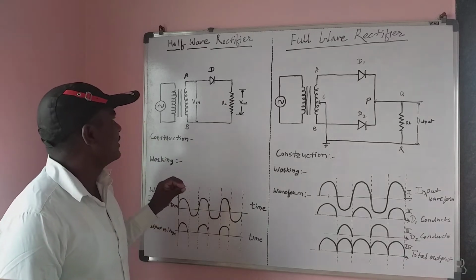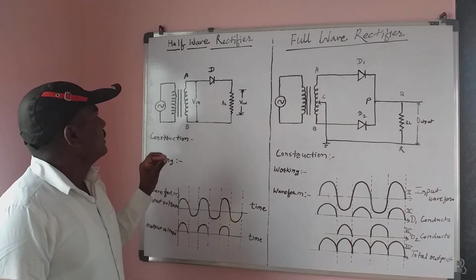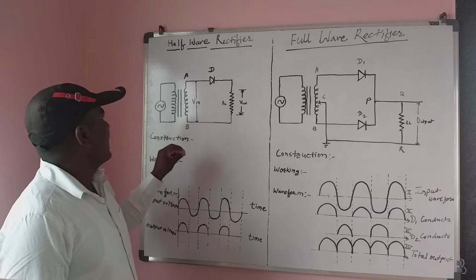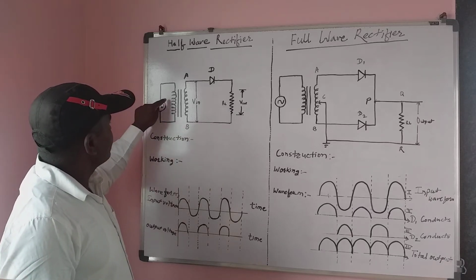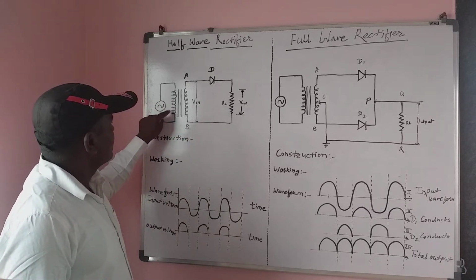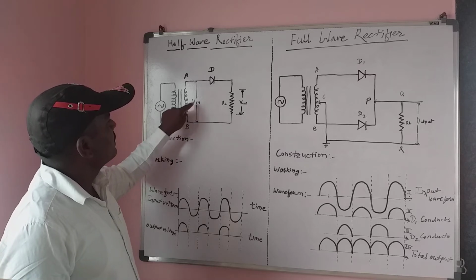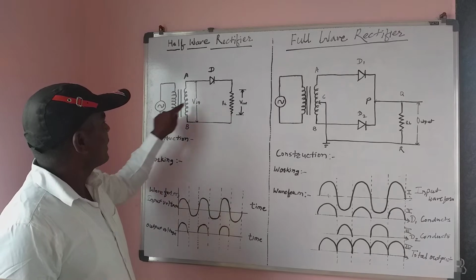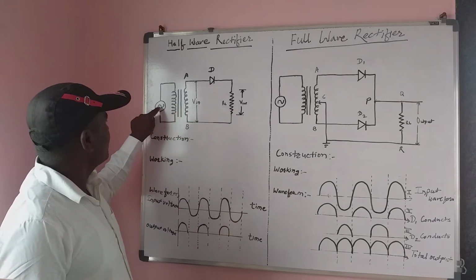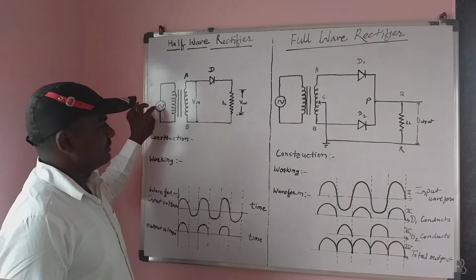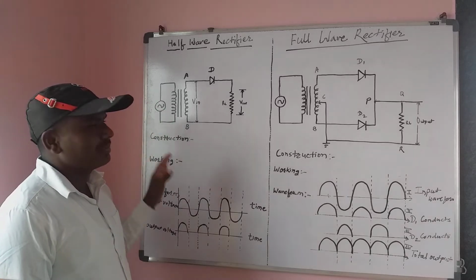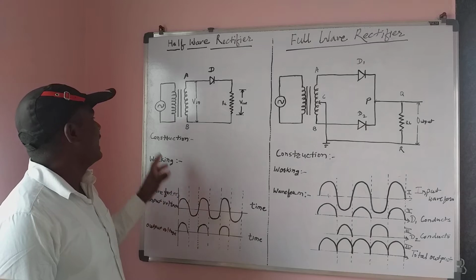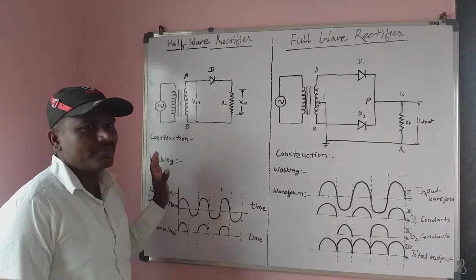In construction, in the circuit diagram of the half wave rectifier, this is the primary of the transformer, this one is the secondary of the transformer, this one is the diode, and this is the load resistance. The primary is connected to the main supply, and we know that the main supply in India has a voltage of 230 volt and a frequency of 50 Hz.